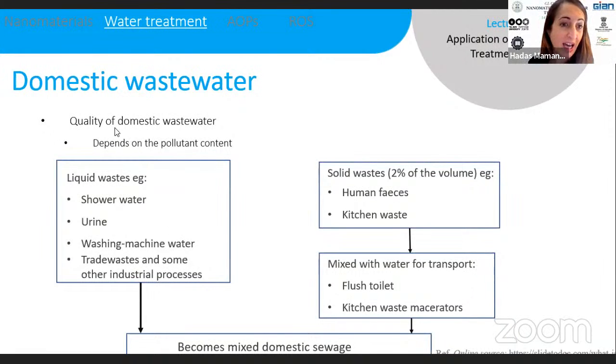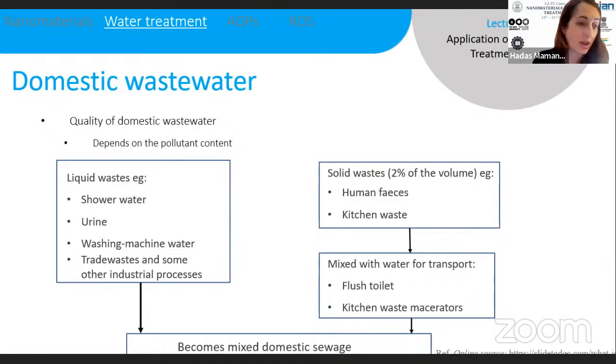So when we look at the quality of domestic wastewater, it can vary in its quality, because it depends on what the input to the domestic wastewater is. Usually it can contain shower water, urine, feces, of course. But if we look at the liquid phase, it's shower water, urine, washing machine water, and it could also be other streams from industrial processes.